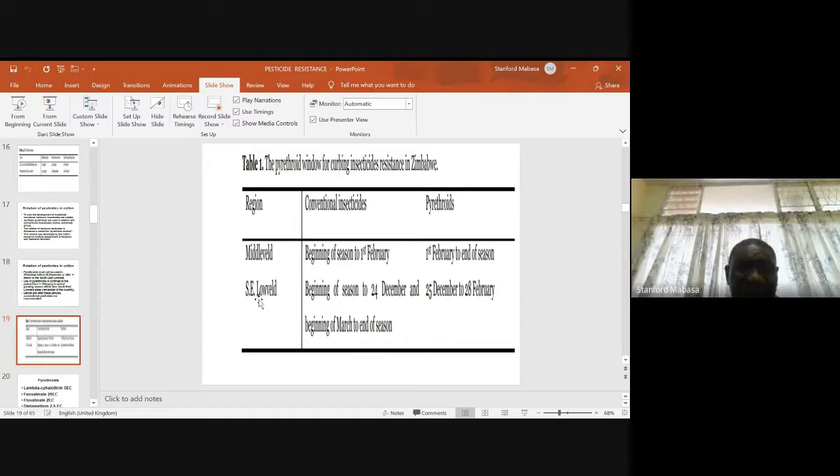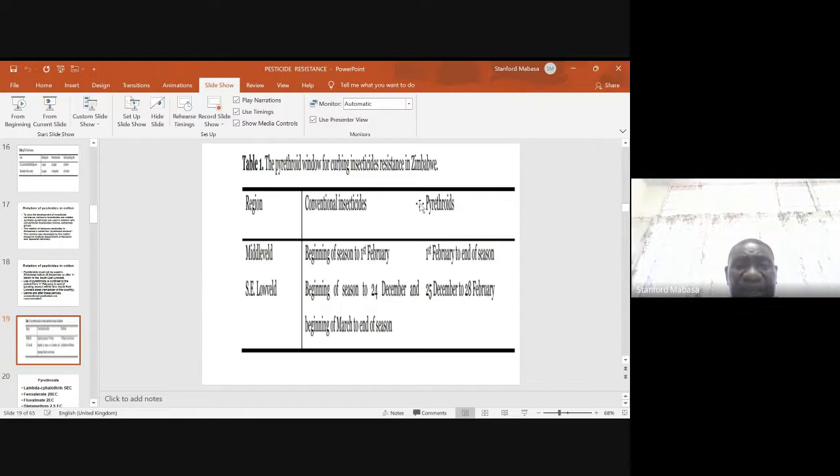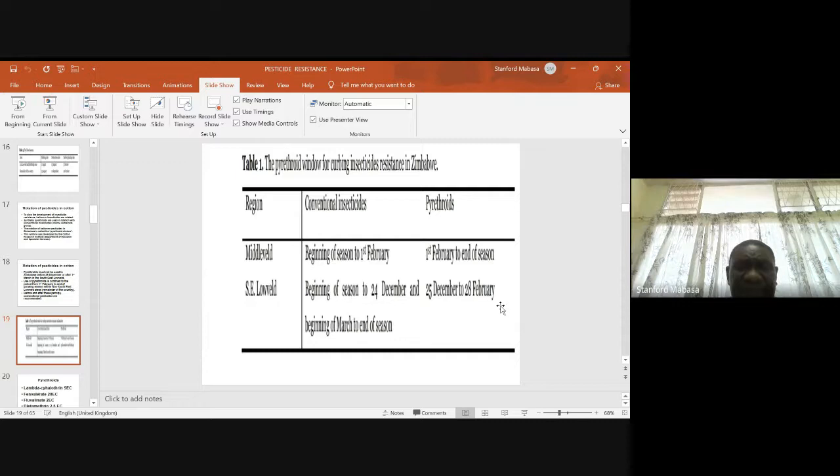If we are in the southeast low veld, from the beginning of season to 24 December, and from the beginning of March to the end of season, we will be using conventional insecticides. But from 25 December to February, we should be using pyrethroids. So the idea is to rotate insecticides to avoid the buildup of resistant insect pests.